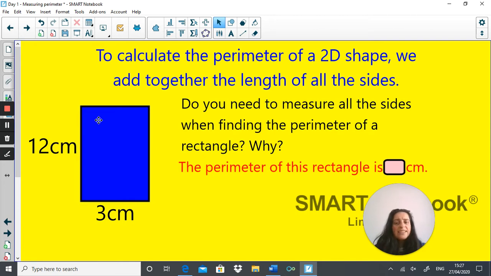Well, like I said to you earlier, in a rectangle, this side is the same length as this side. So we know that if this length is 12 centimetres, then this length must also be 12 centimetres. And also, if this length is 3 centimetres, this length must also be 3 centimetres. Now pause the video to work out what four measurements are we adding together to find the perimeter of this rectangle.